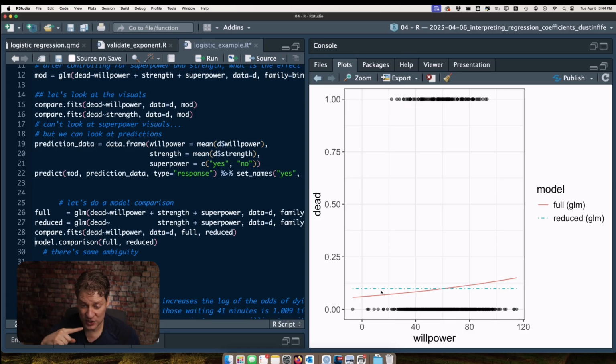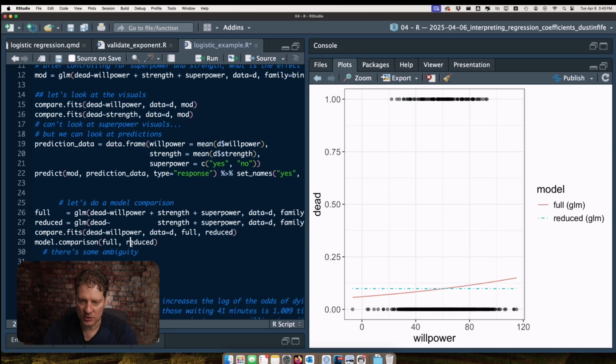And then we've got the full model, which is the red line, and it's saying that there's a slight difference between them. So we're seeing different predictions, but they're not vastly different. Like the willpower prediction for somebody who's at approximately 125, this one is probably 10, this one is probably 15. So maybe like a 5% difference in prediction.